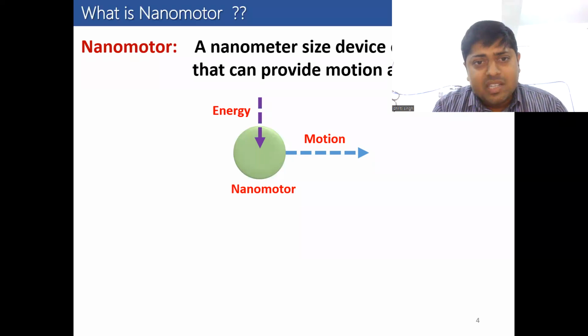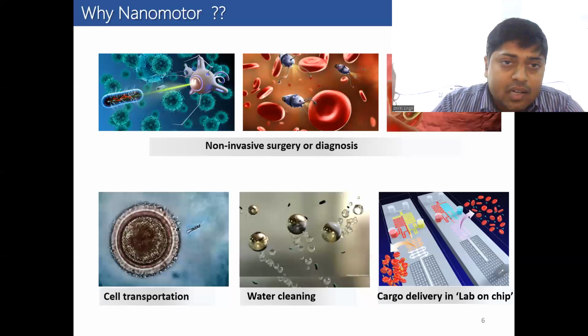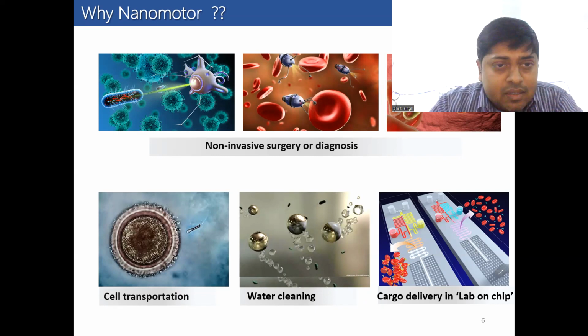I would say that there is always a fantasy in the mind of the scientist or the general public, we can say, to have something like a nano robot, a nano machine, that can actually do some useful work at the small scale. For example, people have envisioned that someday we can have some nano robot that can go in your body, in the blood vessels, and it can kill the harmful bacteria selectively.